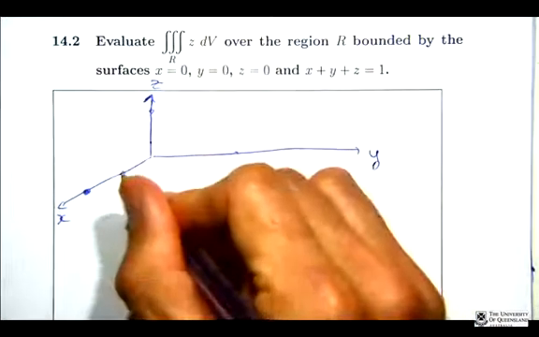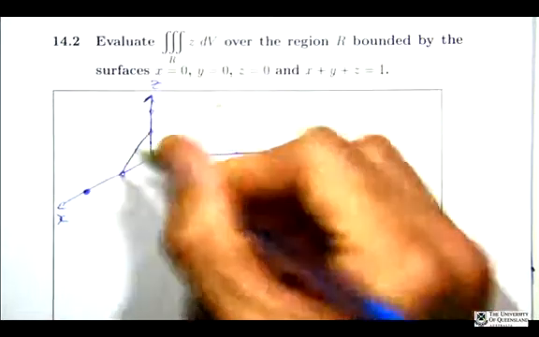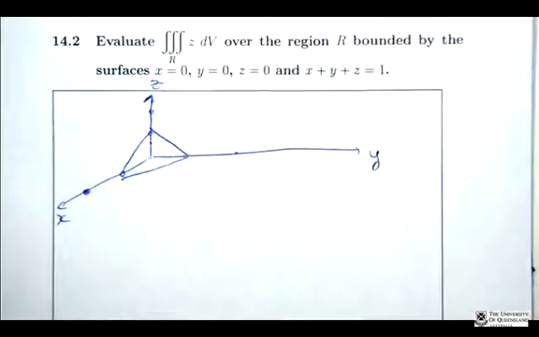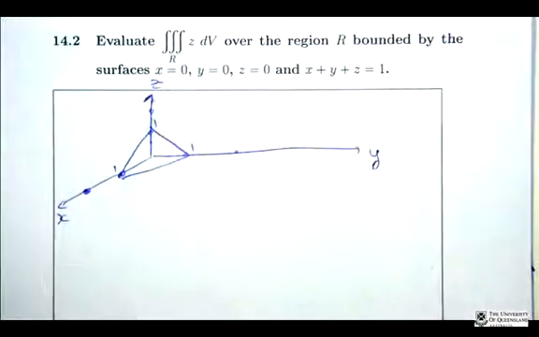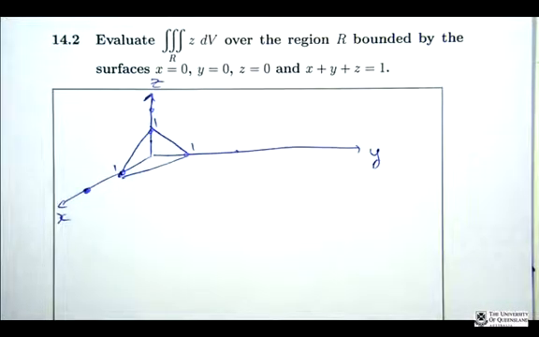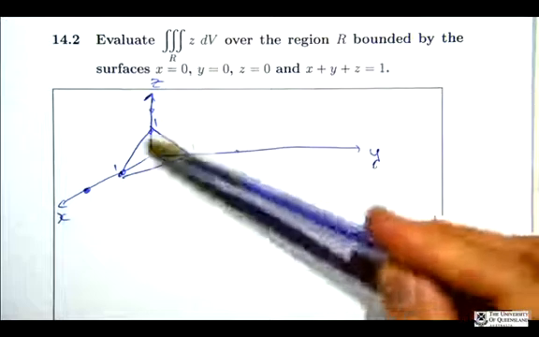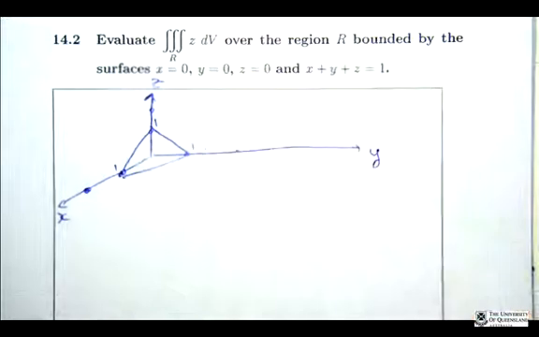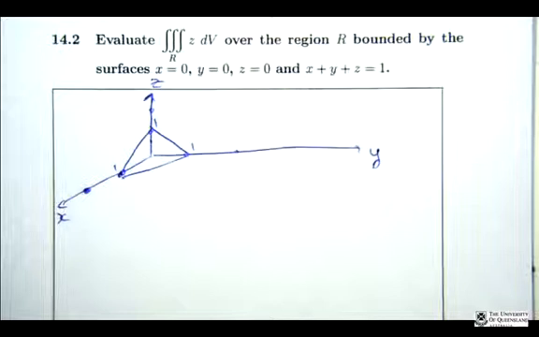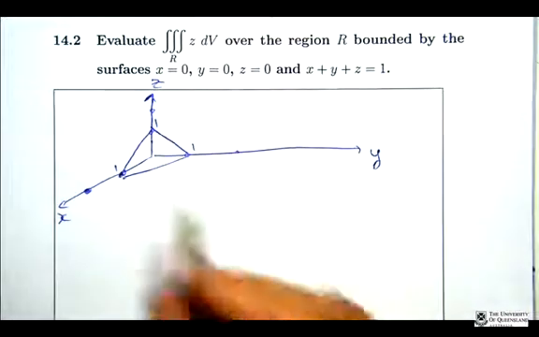Actually, I might just make it a bit smaller, just for the purposes of the diagram. Okay, so here's x equals 1, y equals 1, and z equals 1. The surface x plus y plus z equals 1 looks something like that. And I can see this tetrahedron shape, a solid with four sides, which is now the region of integration. Dealing with this triple integral that we have to evaluate, that 3-dimensional region is the region of integration, which is labelled as R.